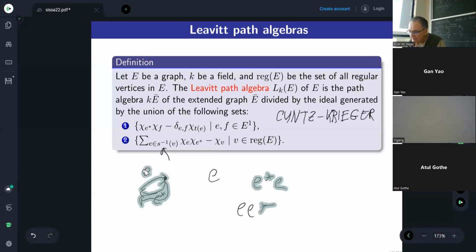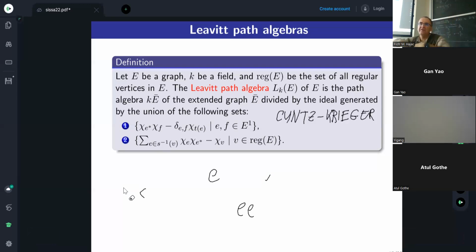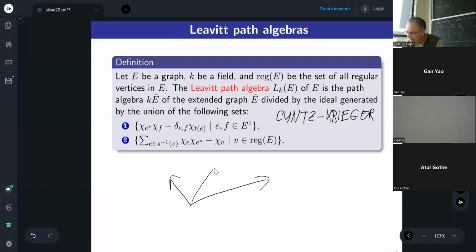So this is about edges, because I don't care what happens at this vertex. I can have 1 billion other edges being emitted from this vertex or ending at this vertex. I just do not care. The relation still holds because the relation is about edges. Now the second is about vertices. So first, I demand my vertex to be regular. And when you are regular, you just emit finitely many edges, right? Say e, f, and g.